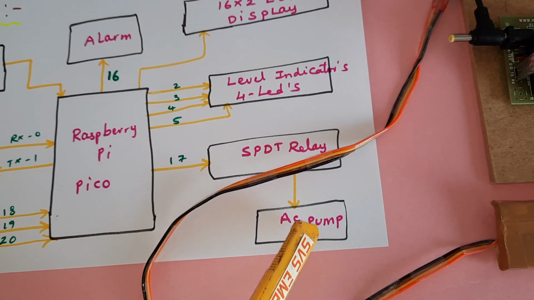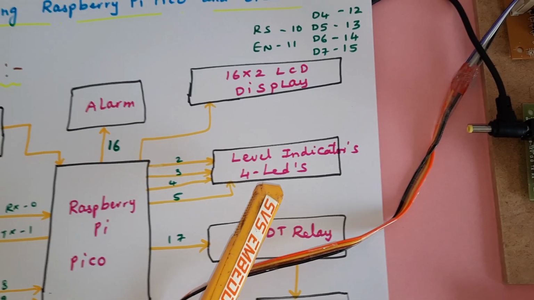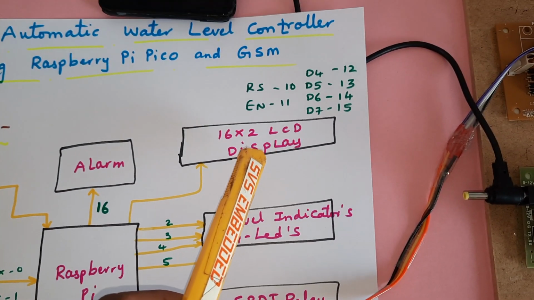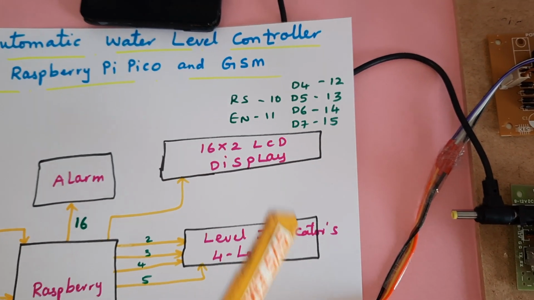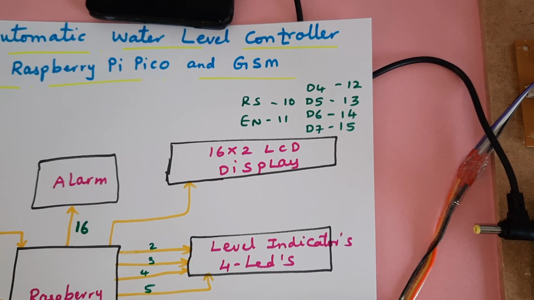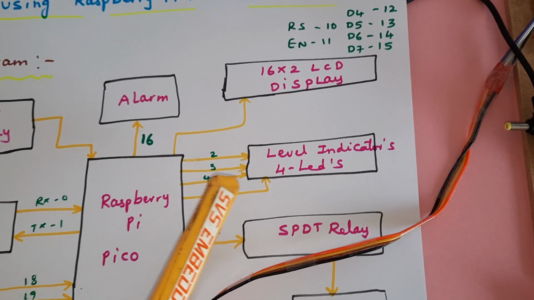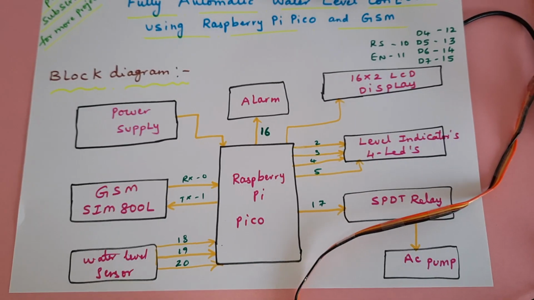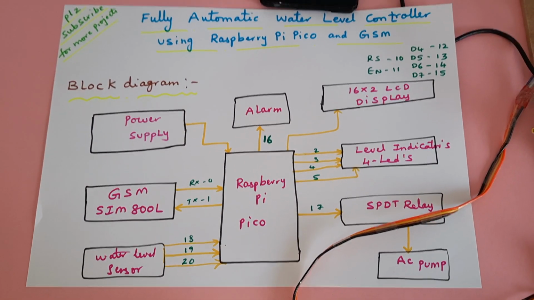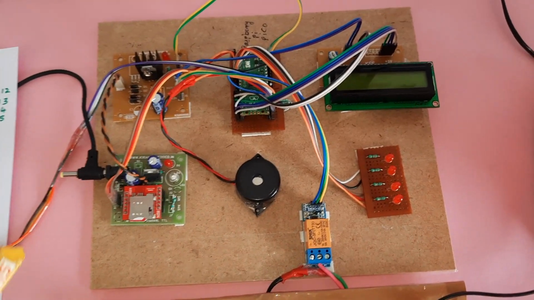SPDT relay, water pump, 4 level LED indicators, and a 16x2 LCD display: RS, enable, D4, D5, D6, D7 on pins 10, 11, 12, 13, 14, 15, and GPIO pins of LEDs 2, 3, 4, 5, alarm on pin 16. This is my block diagram, and let us come to the hardware part.